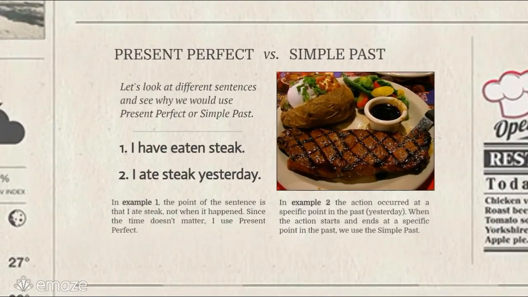So let's compare present perfect versus the simple past. Let's look at two different sentences and see why we would use present perfect or simple past. Number one, I have eaten steak. Two, I ate steak yesterday. In example one, the point of the sentence is that I ate steak and not when it happened. Since the time doesn't matter, I use the present perfect. In the second example, the action occurred at a specific point in the past, being yesterday. When the action starts and ends at a specific point in the past, we use the simple past.